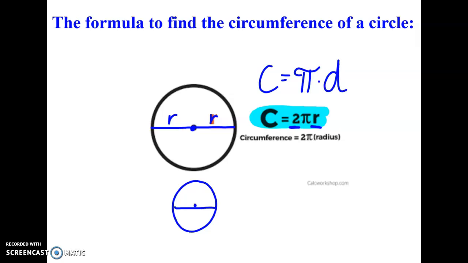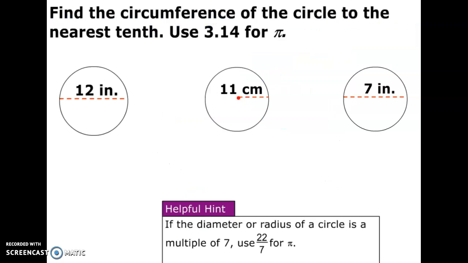Which one makes more sense to you? In middle school, you will more than likely use this one here. Pi times diameter is going to be your circumference. All right, so find the circumference of the circle to the nearest tenth.